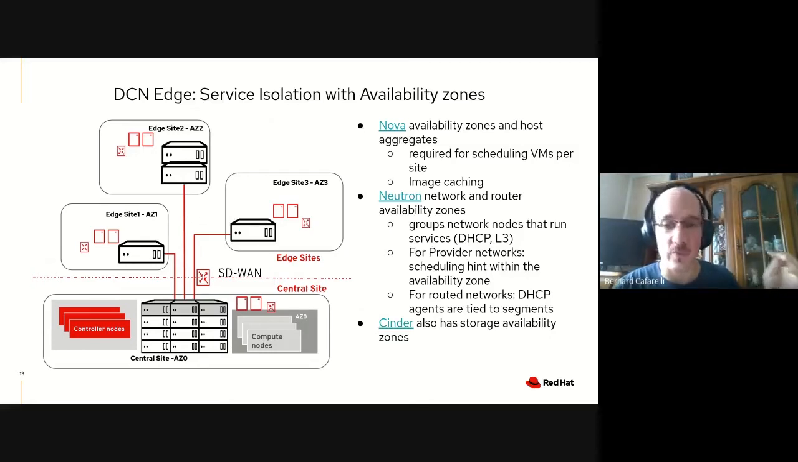And you also have the router availability zones to give also this, but for the router, so the layer 3. And Cinder also has availability zones for storage, but if you are curious about this other concept, I suggest you join. We have another presentation more focused on storage and DCN and Edge topic. Next slide.